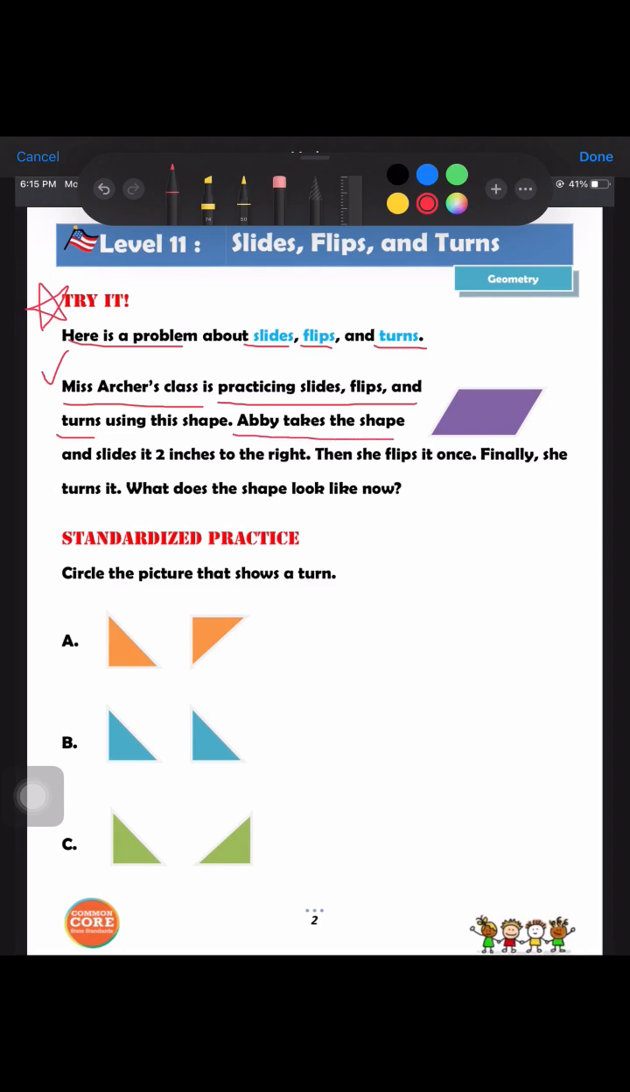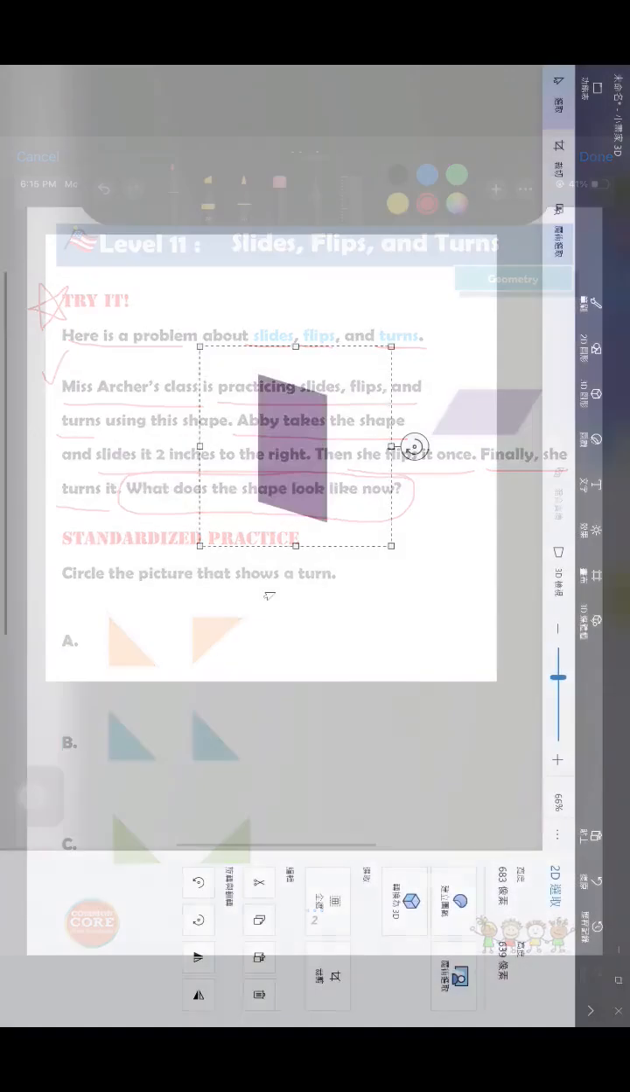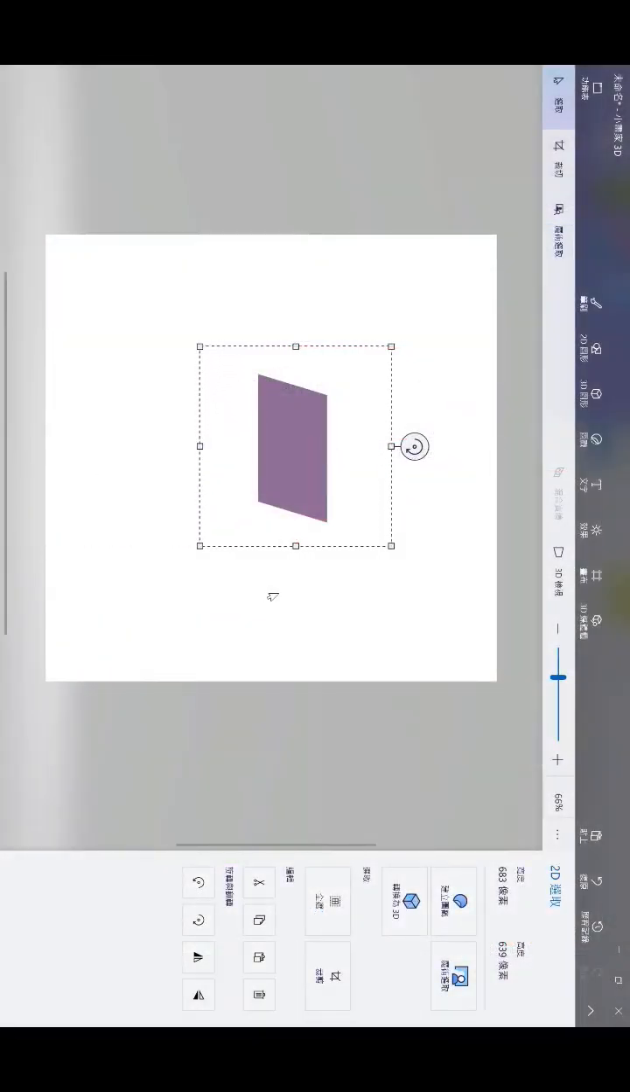So one of the students, Abby, takes the shapes and slides 2 inches to the right, and then she flips it once, and finally she turns it. So we need to find how the shape looks now. Okay, so let's find it together. This is a purple parallelogram, and Abby takes this parallelogram and slides it 2 inches to the right.